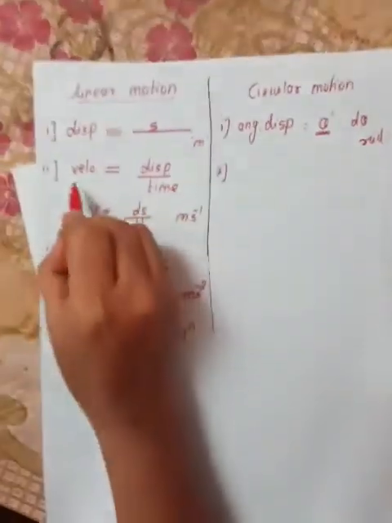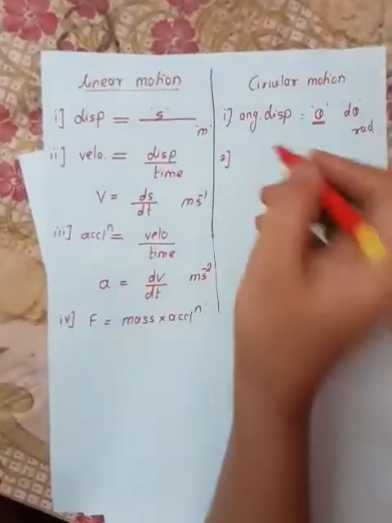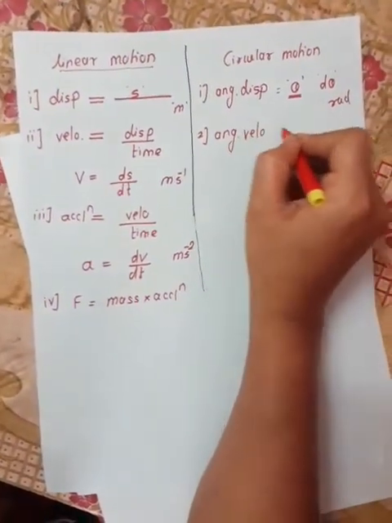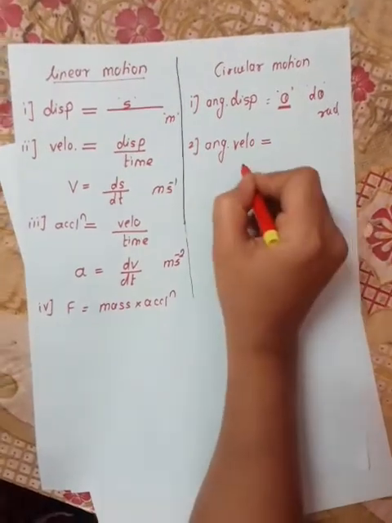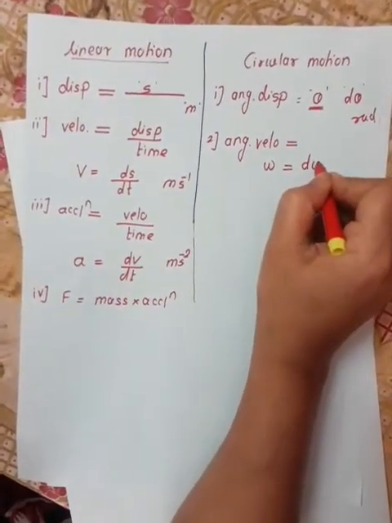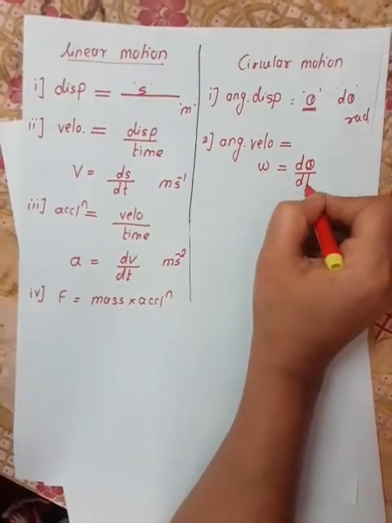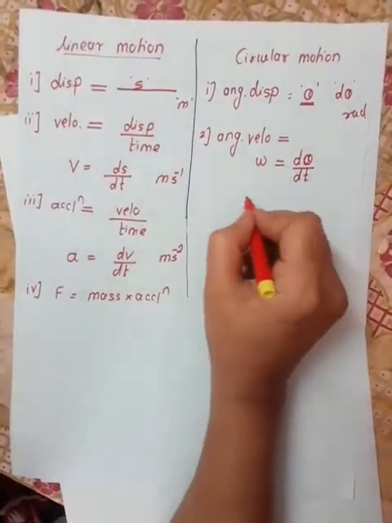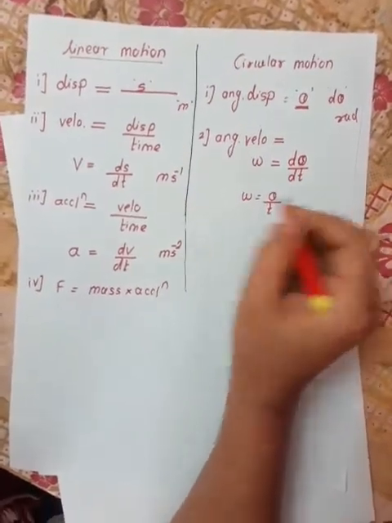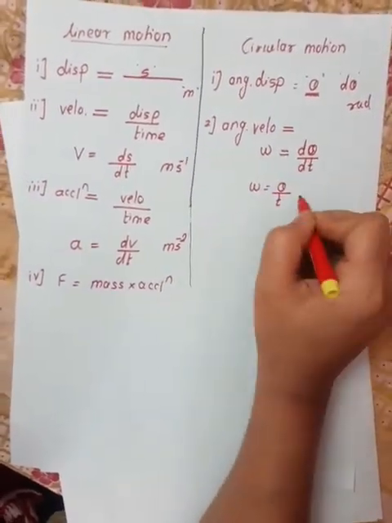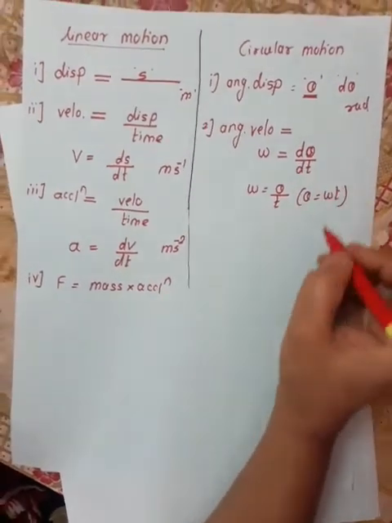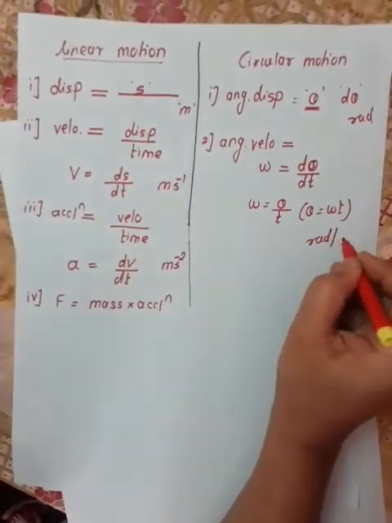Second term, similar to velocity, is known as angular velocity, and it has notation omega and formula d theta by dt. Or this formula we can simply write as omega is equal to theta by t, as studied in oscillation. Theta is equal to omega into t. It has unit radian per second.